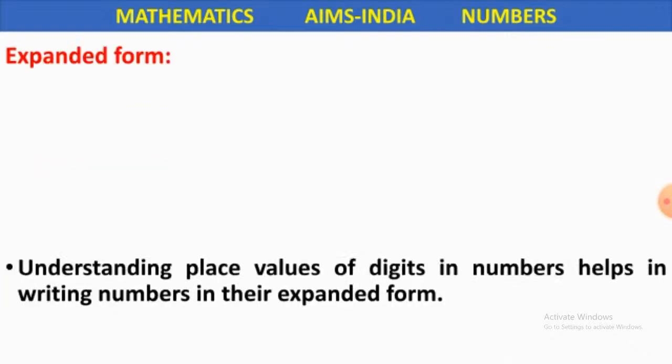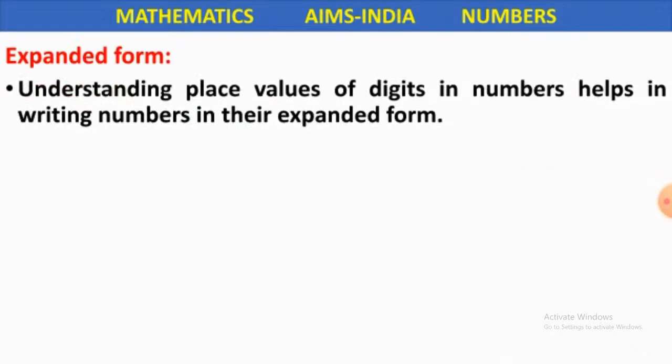First, expanded form. What is expanded form? Now, in the previous class, we have learned about place values. Understanding these place values helps in writing numbers in their expanded form. You remember what place values are, right? Place values start from ones, then next comes tens, then hundreds, and then thousands. So understanding these place values of digits in numbers helps in writing numbers in their expanded form.